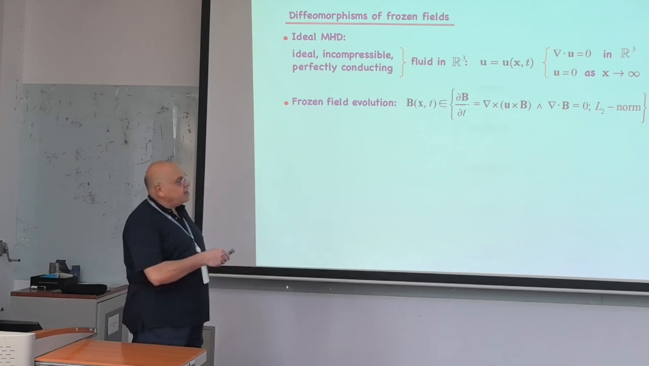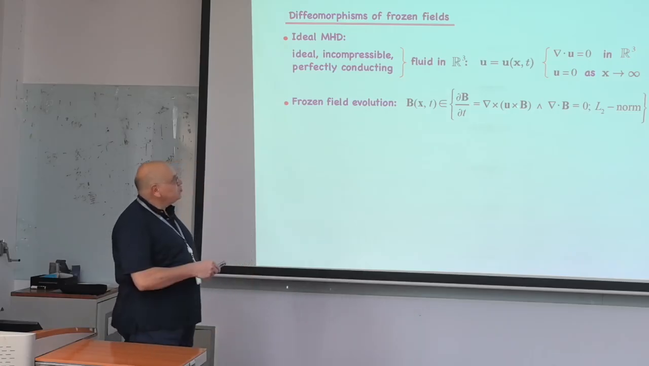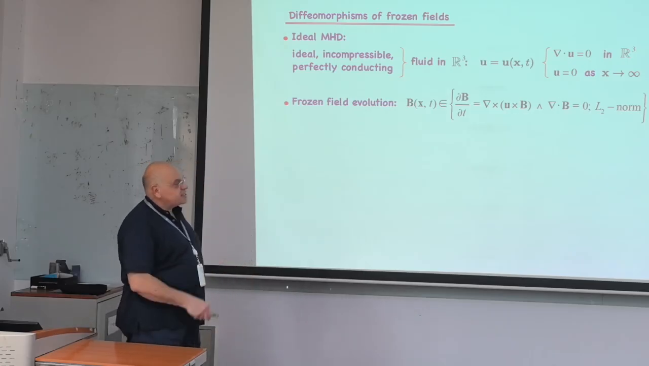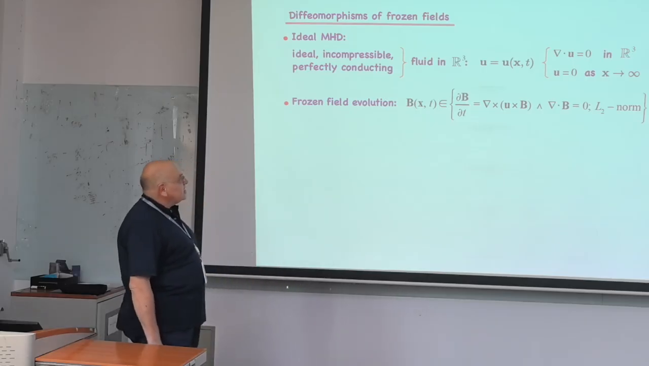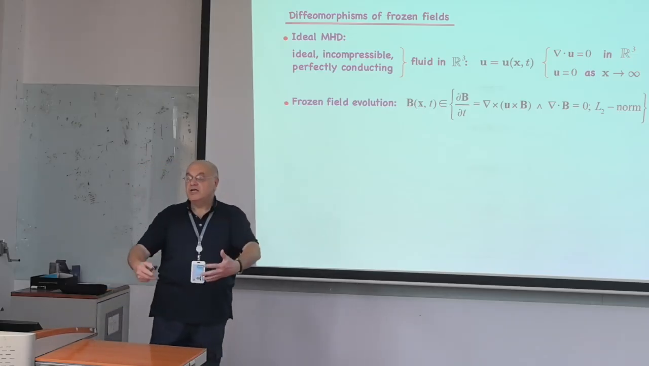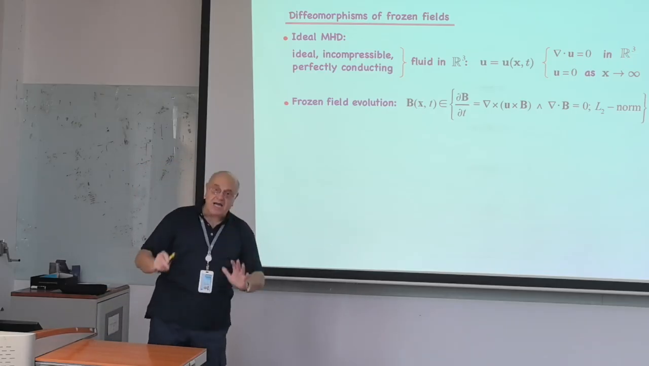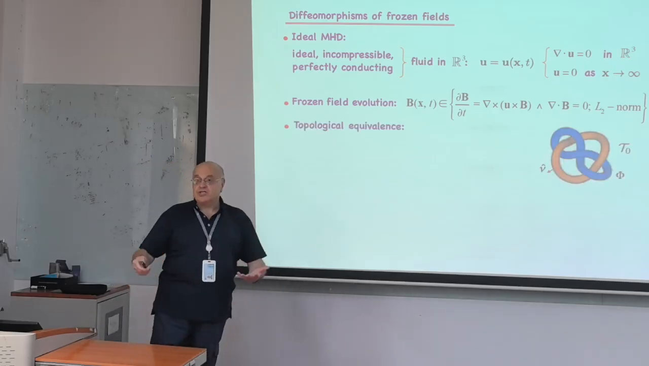The change in time of the magnetic field in ideal condition provides this evolution: the curl of U cross B, assuming that we have no monopoles, divergence-free magnetic field, and finite energy. So this is the governing equation. And under this equation, in ideal condition, what do we get? Well, we have the structures.